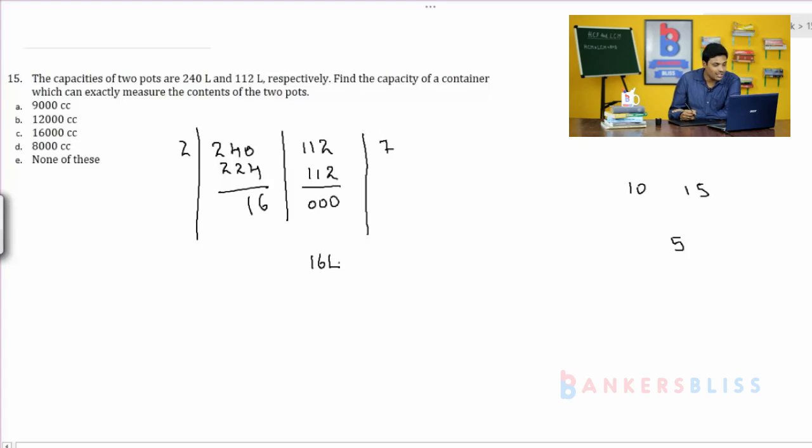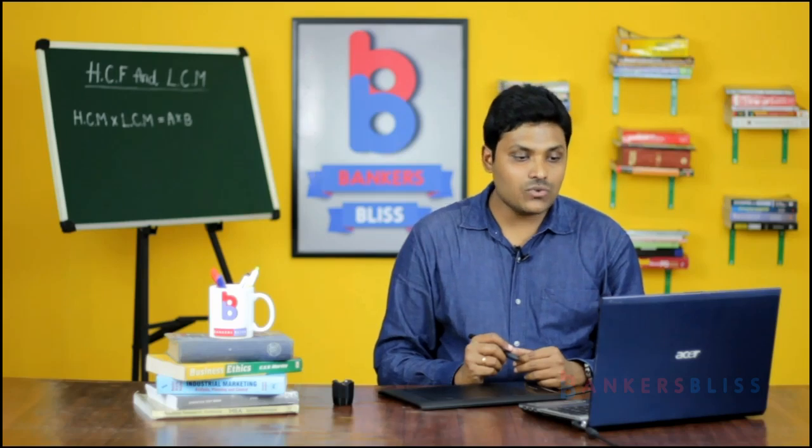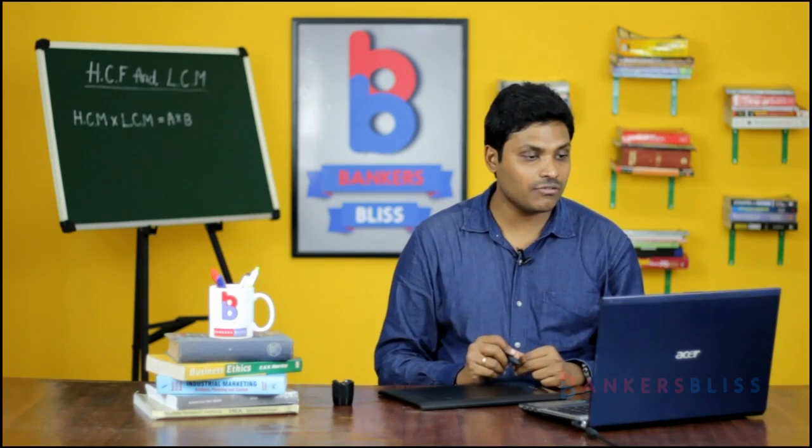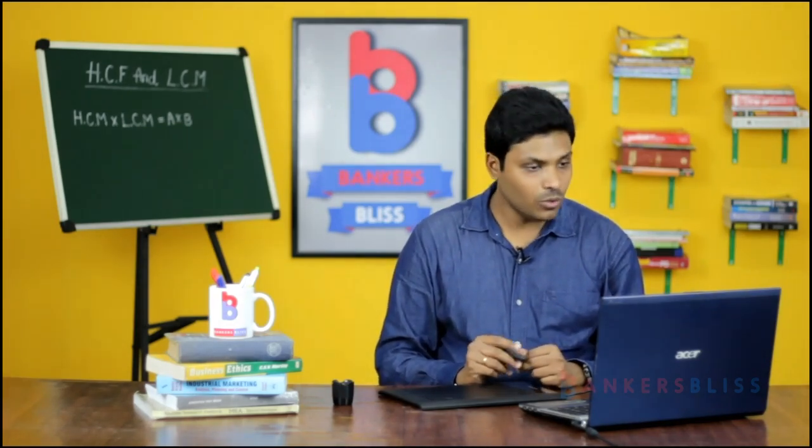But in the options they have given in terms of cc, cubic centimeter. So 1 liter is equal to 1000 cc. Therefore 16 liters is equal to 16 into 1000, which is equal to 16,000 cc. 16,000 cc is the answer. Option C is the right answer for question 15.